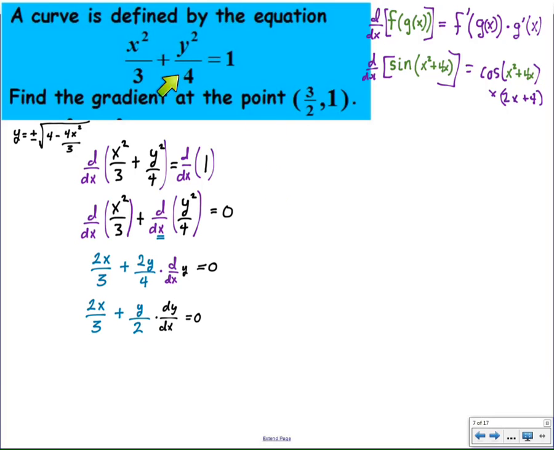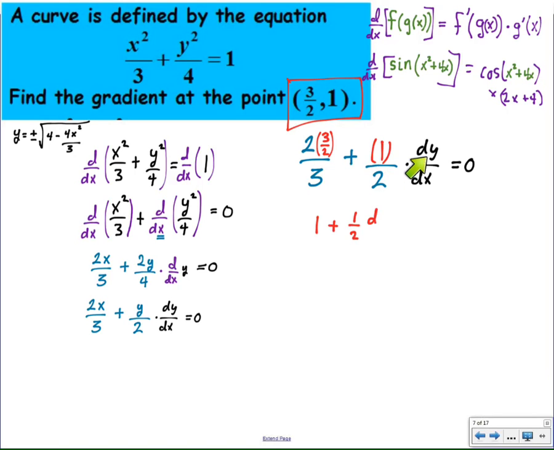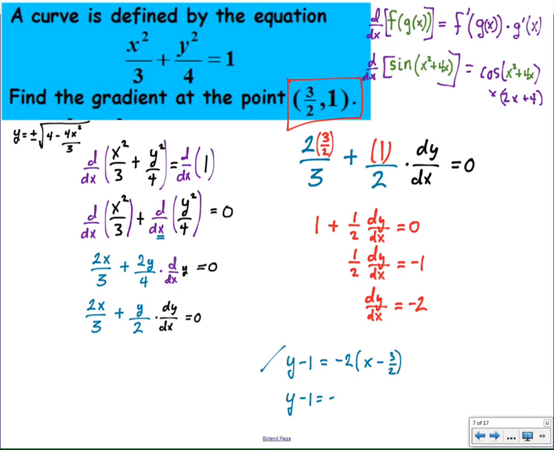Now, all I have to do in this particular problem is find the gradient or slope at the point (1.5, 1), which means I just replace the x with 1.5 or 3/2. I replace the y with 1, and I have dy/dx equals 0. So this becomes 1 plus 1/2 dy/dx equals 0. Solving for dy/dx, we get -2. So that is the slope of the curve, that ellipse that I showed you earlier, when x is 3/2.